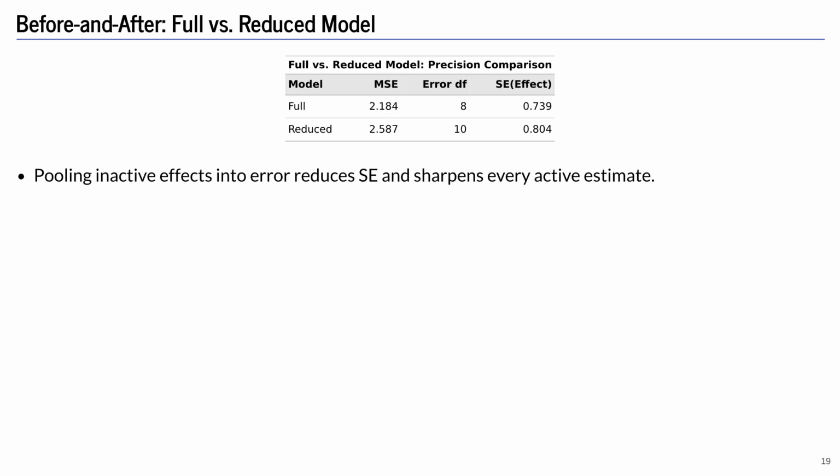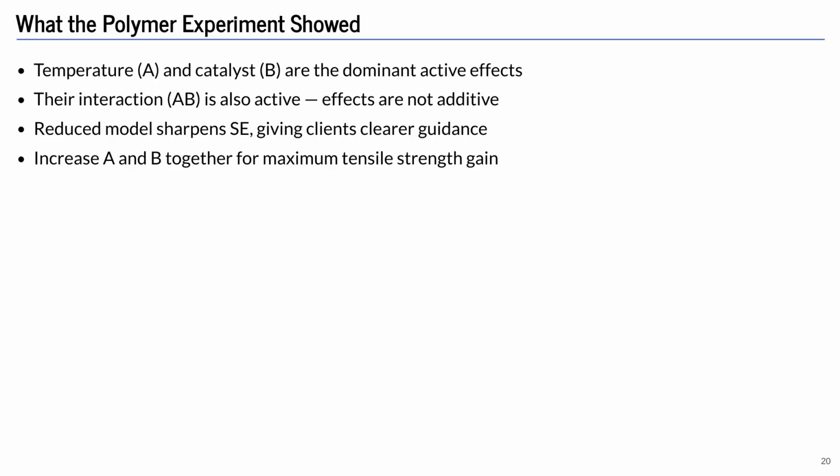That is the payoff for the discipline of model reduction. Let me summarize what the polymer experiment revealed. Temperature and catalyst concentration are the dominant active effects, large, clearly significant, and in the positive direction. Their interaction is also active, which means the effects are not additive. The benefit of raising temperature depends on what level of catalyst you are using, and vice versa. You cannot optimize them independently.